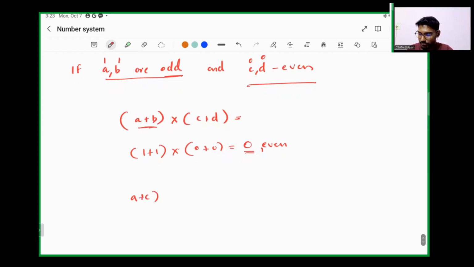A plus C into B plus D. The same question. So what is A plus C into B plus D? A and B are odd and C and D are even.